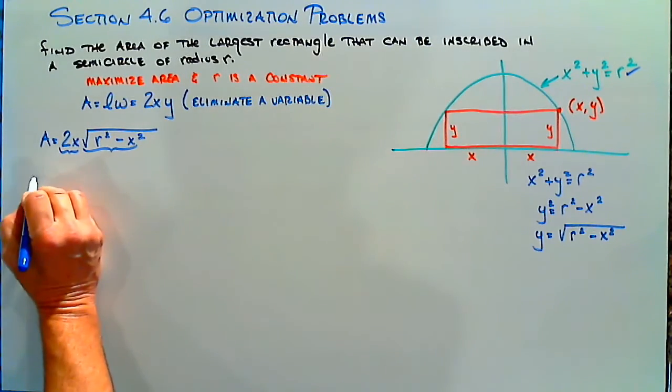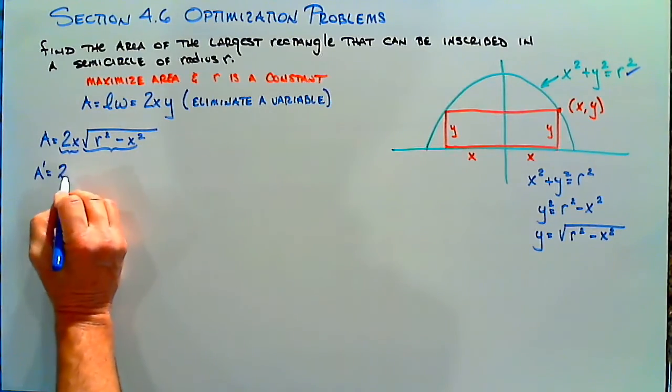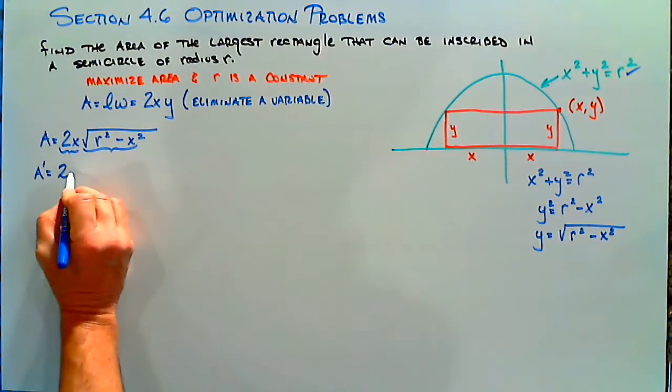So what are we going to do here for A prime? A prime is going to equal the derivative of this, that's going to be 2, times the square root.